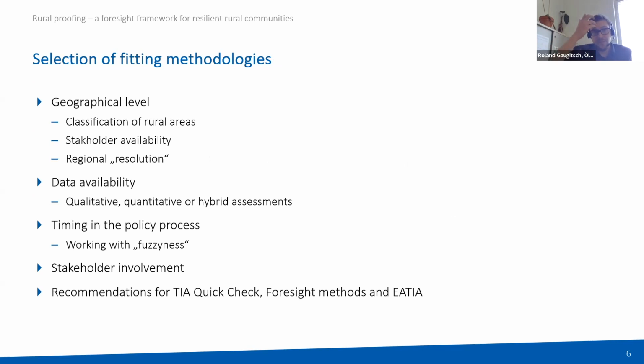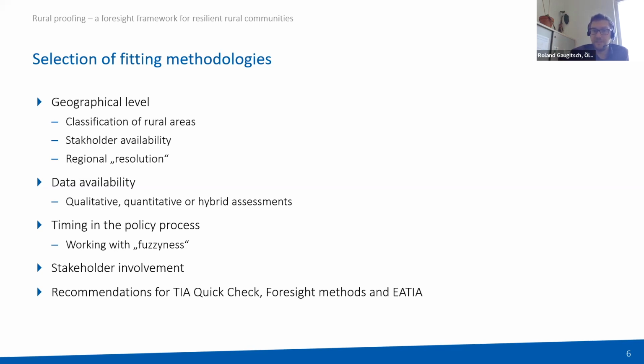We have assessed the methodologies available, and we saw very crucial elements that are relevant to decide which methodology should be applied and works best. The full length of that guidance is in the report, of course. We have seen that the geographical level where we are assessing makes quite a big difference. So how are rural areas classified? Which stakeholders should be involved in the process, and are they available? And what is the regional resolution I'm working on? So am I working on NUTS 3 level and differentiating rural areas there, or am I working on a much lower territorial level? This obviously links up with things that Patricia already mentioned.